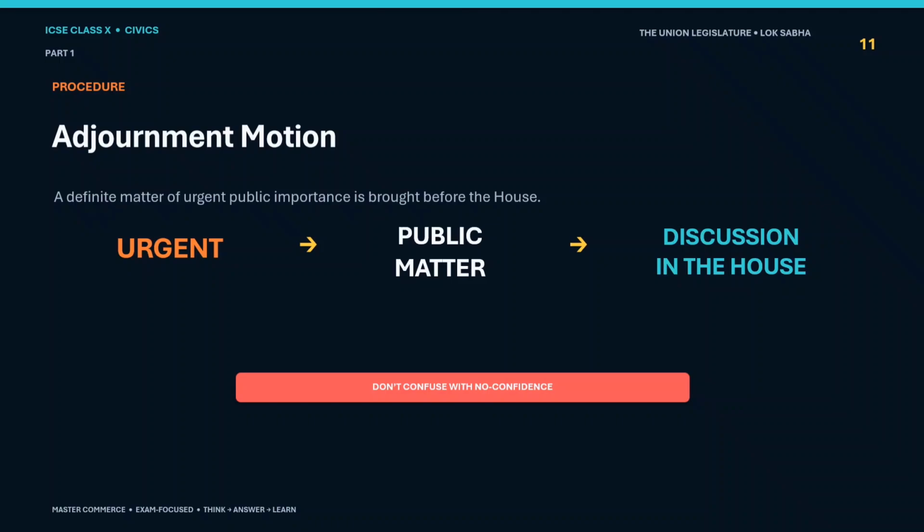Now, what does a motion actually mean? We have two different motions to be discussed. An adjournment motion, which is connected with a definite matter of urgent public importance. It seeks discussion by setting aside or interrupting normal business subject to parliamentary rules. The exam trap is to confuse this with a no confidence motion. Adjournment motion focuses on an urgent public matter. No confidence motion tests the government's majority support.